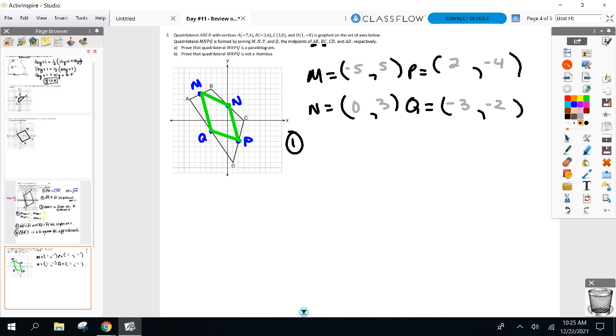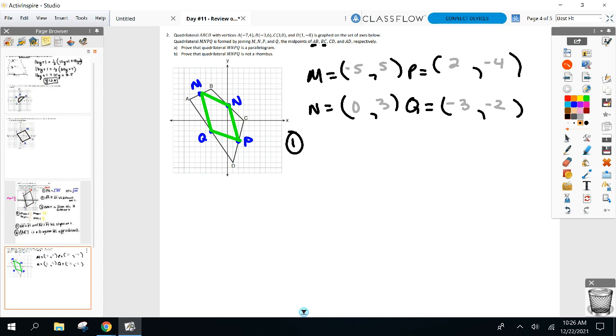Everyone agree? Now look, if you want to do 4 slopes and 4 distances, that's fine. But I know many of you pretty well in here. And however the shortest distance possible, do it that way. The less work you guys need to show, the better. So does everyone see why I'm going to do distances to show it's a parallelogram over slopes? Because I see proving it not a rhombus coming up, and I'm going to have to do distances anyway.